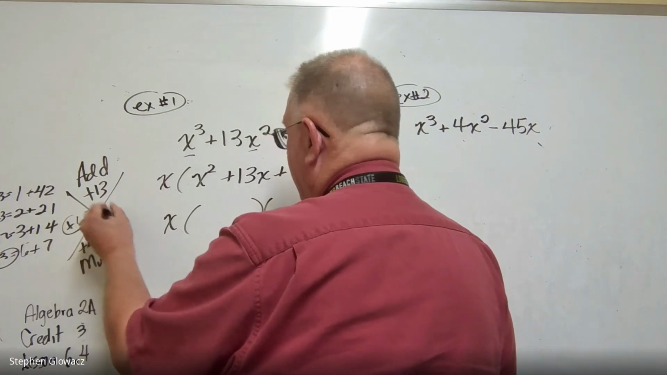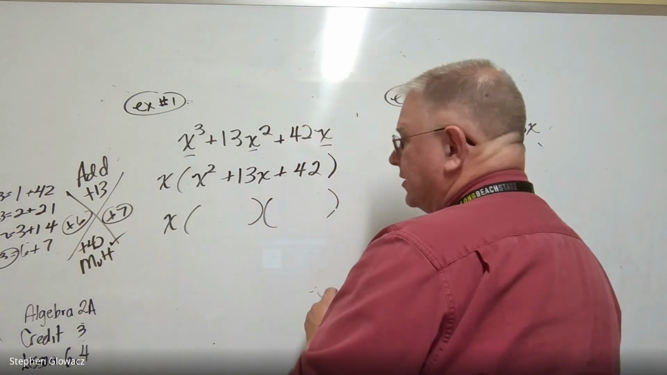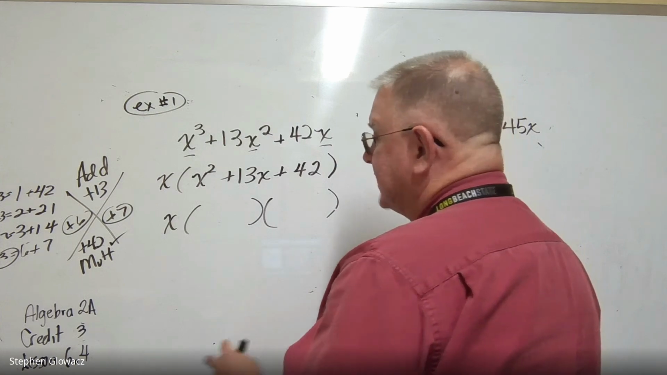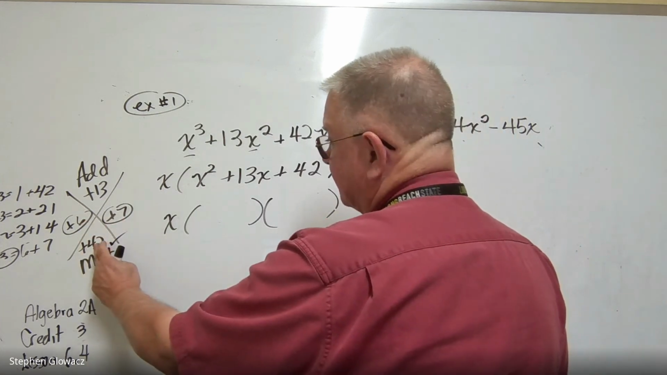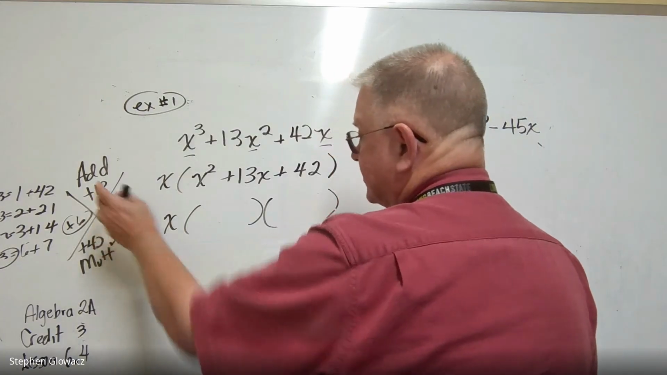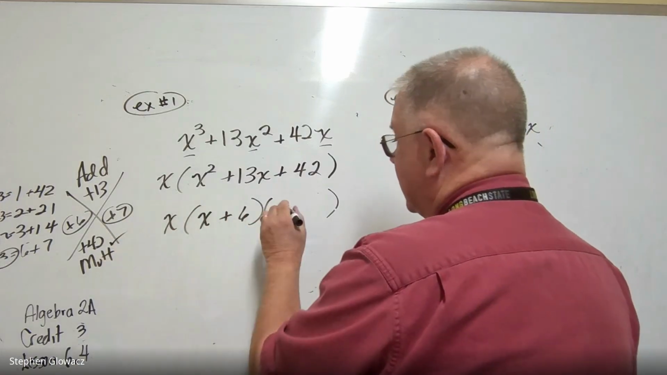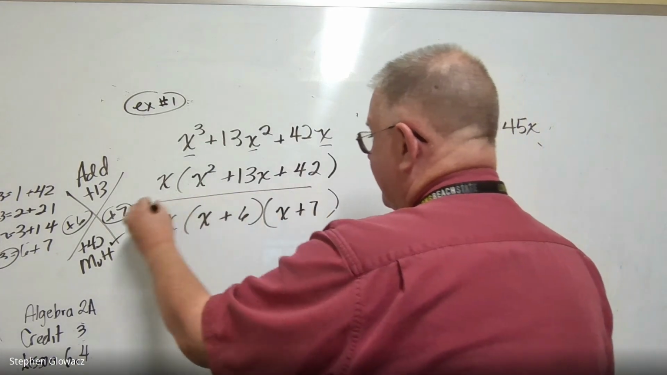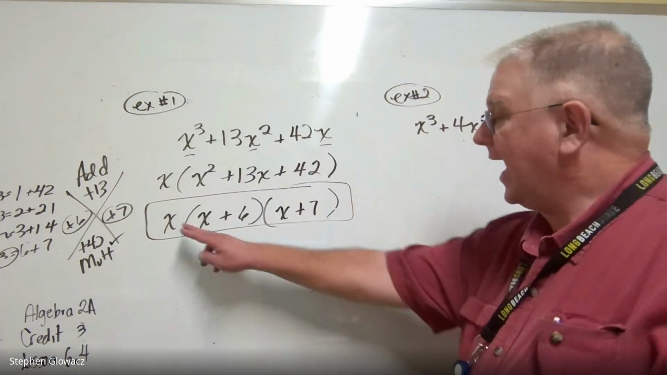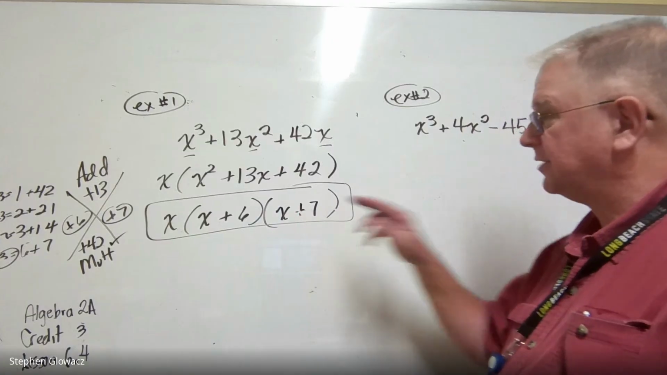And so our factors that we're looking for here are 6 and 7. Again, why does that work? Because 6 times 7 is 42, and 6 plus 7 is 13. So the way we write that is with the x, so x plus 6, and then x plus 7. And that would be our answer to number 1: x times x plus 6 times x plus 7.